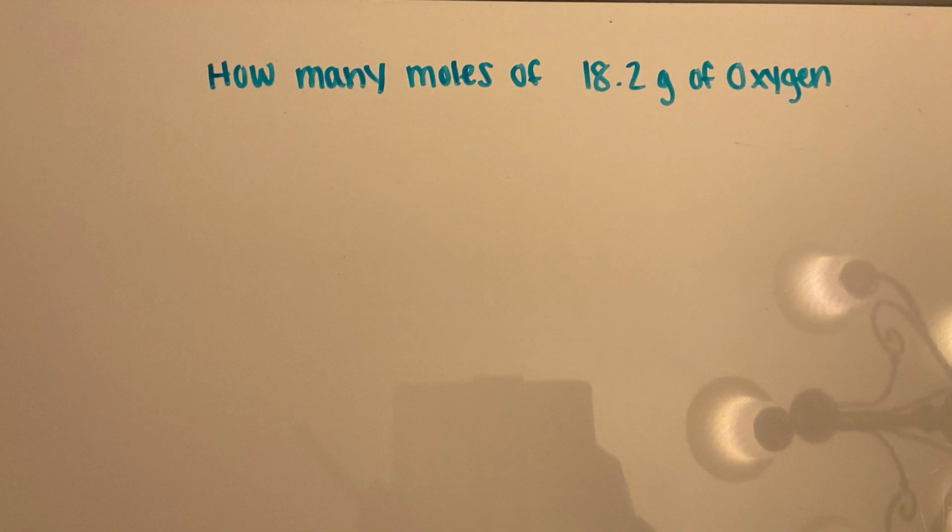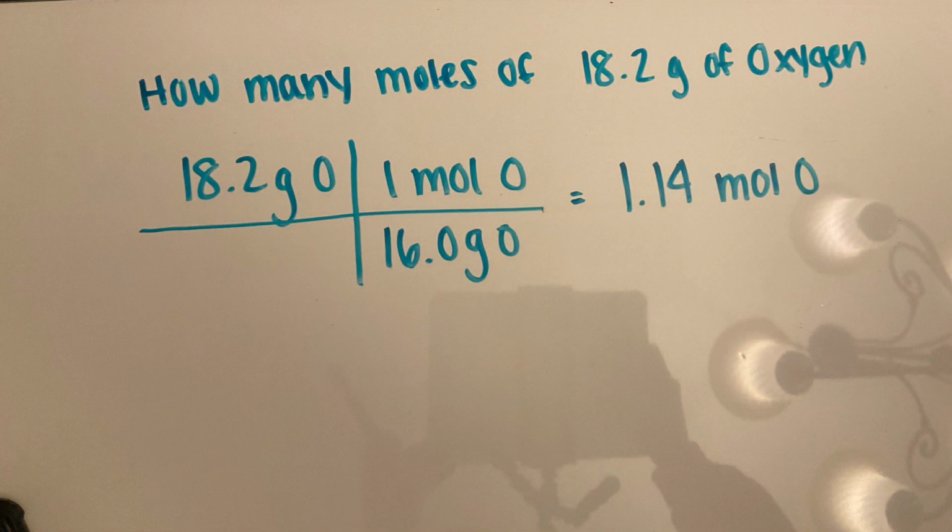This is a very basic moles to mass conversion. How many moles are there in 18.2 grams of oxygen? Pause the video and try for yourself. As you can see here, I found the molar mass of oxygen on the periodic table, which is 16.0 grams, and I multiplied 18.2 times 1 over 16.0 to get your total of 1.14 moles of oxygen.